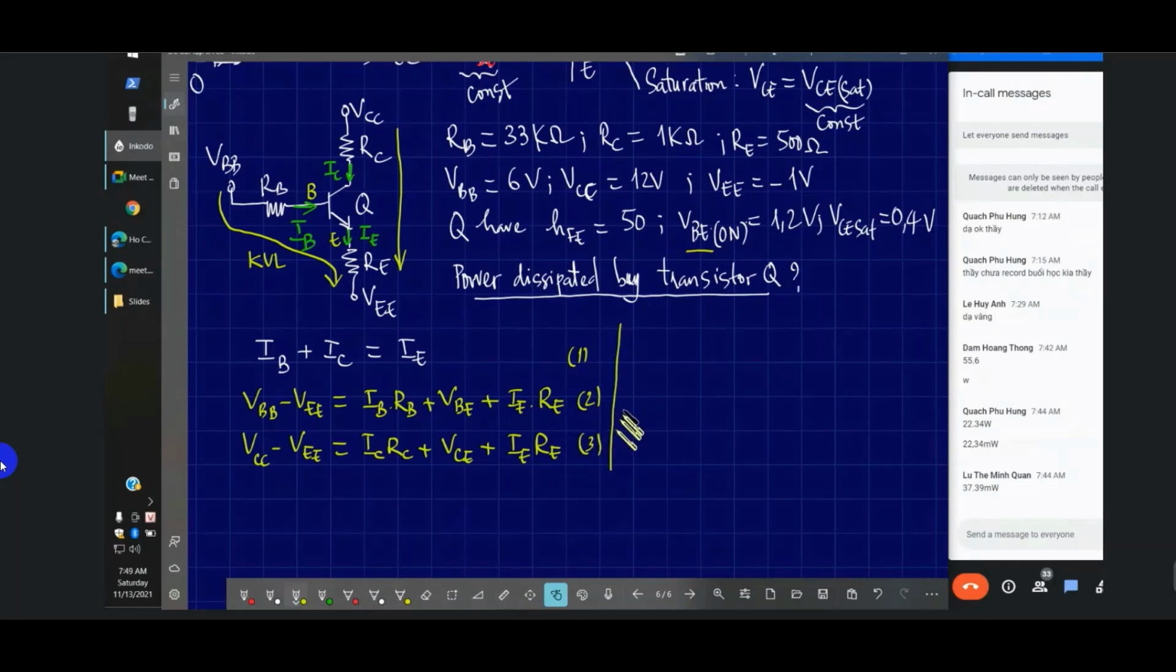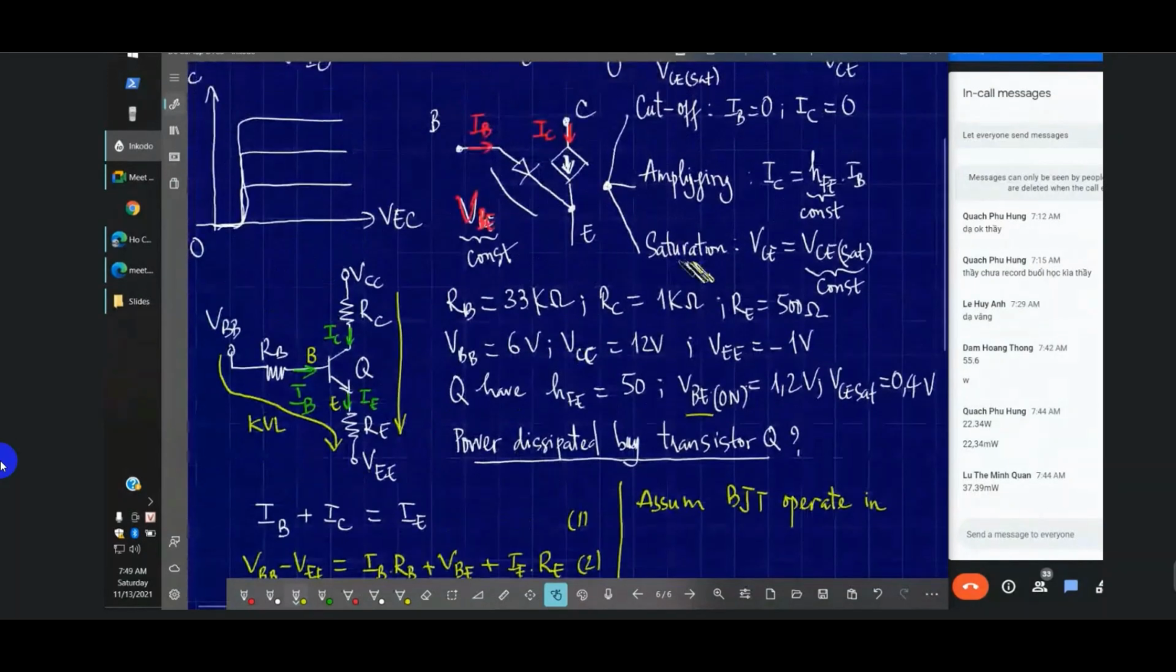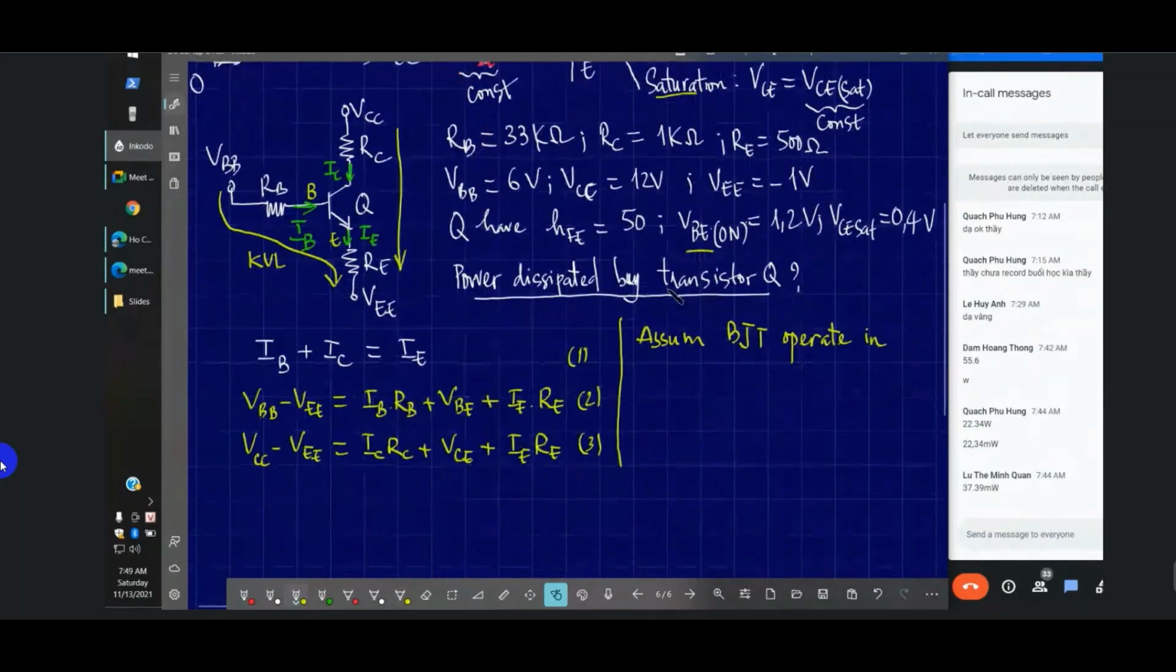Then we have to make the assumption: assume the BJT operates in, so what kind of mode do you like? Just make an assumption, we don't need to be very precise. So I would like to make it saturation, for example.